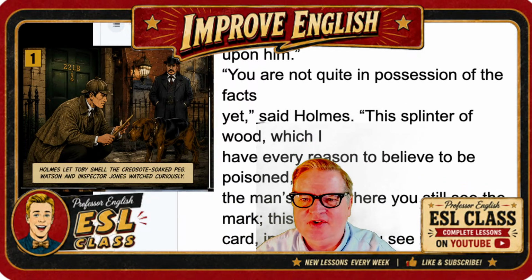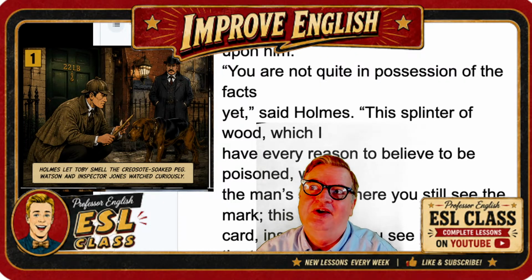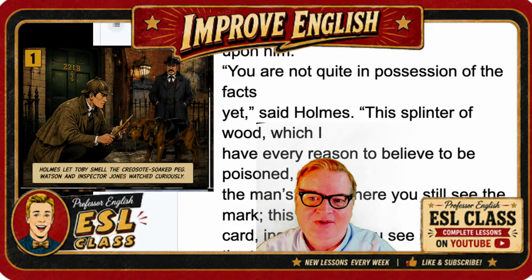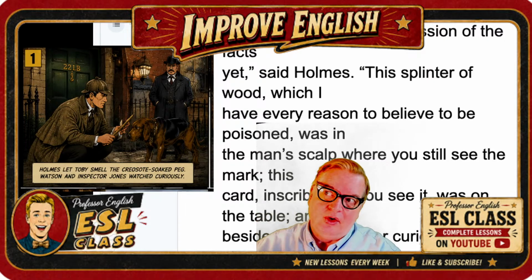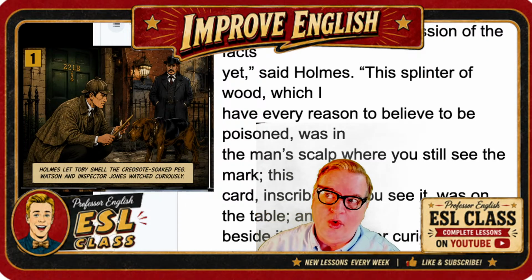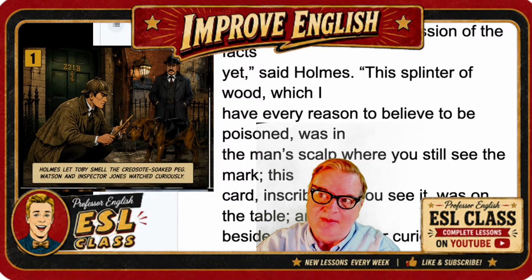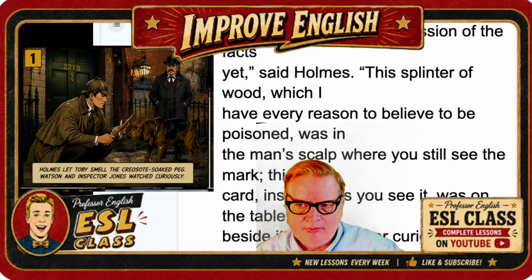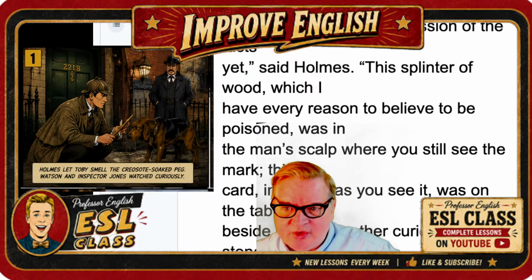"You're not quite in possession of the facts yet," said Holmes. So Holmes is saying, you don't know what you're talking about. You don't know everything yet. "The splinter of wood, which I have every reason to believe, poisoned." Splinter means like a little piece of wood. Earlier it was described like a thorn. Now they're describing it as a splinter. It's really the same thing, a little piece of wood. "Which I have every reason to believe, poisoned, was in the man's scalp."